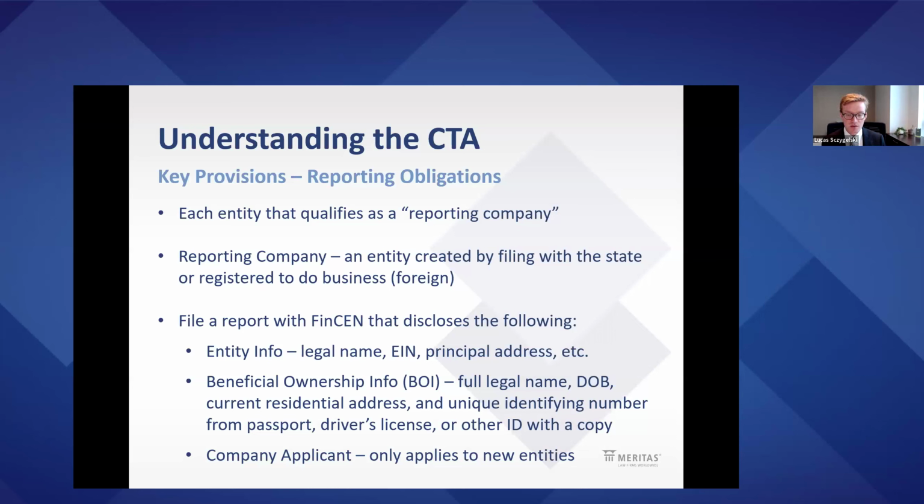In addition to that, the third piece of information that needs to be filed for reporting companies that have a CTA filing obligation is information on the company's company applicant. This is a piece that only applies to entities that are formed in 2024 and afterwards. The company applicant is typically the person, in many cases a lawyer and a paralegal, who is actually filing the documents with, in Wisconsin, the DFI to create the new entity.